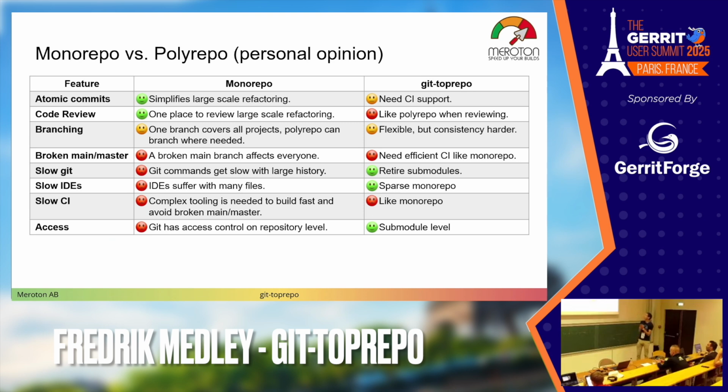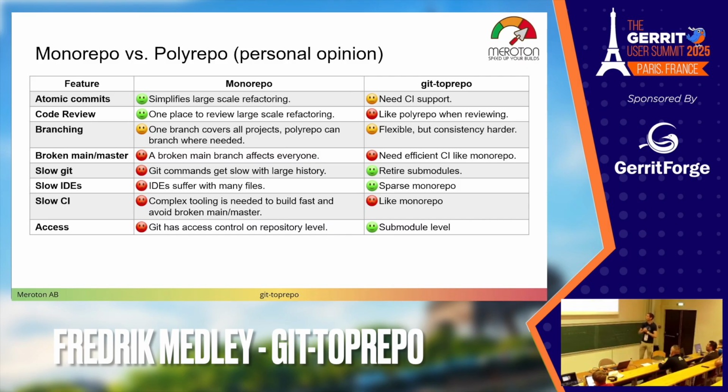Well, with git-toprepo and polyrepo, you kind of need some CI support to do that. And code review: one place to review all the code in your monorepo. Well, in the polyrepo and git-toprepo, you review every single repository. So if you do a large-scale refactoring in 50 repositories, you actually need to review all these 50 changes in Gerrit. Fortunately, you can see which they are.